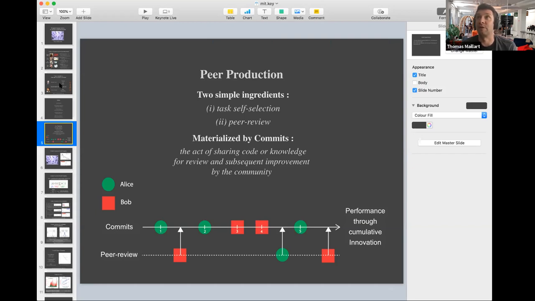So the diagram, I think it's very simple. We say you have some commits. Here it would be Alice and Bob. Alice makes a commit. Bob is going to make a peer review. In modern terms, Alice makes a commit, makes a pull request, and Bob is going to read the pull request and merge it. And then Alice makes another contribution, and then Bob makes another contribution, and so on. And then Alice is going to review what Bob did, and so on and so forth.